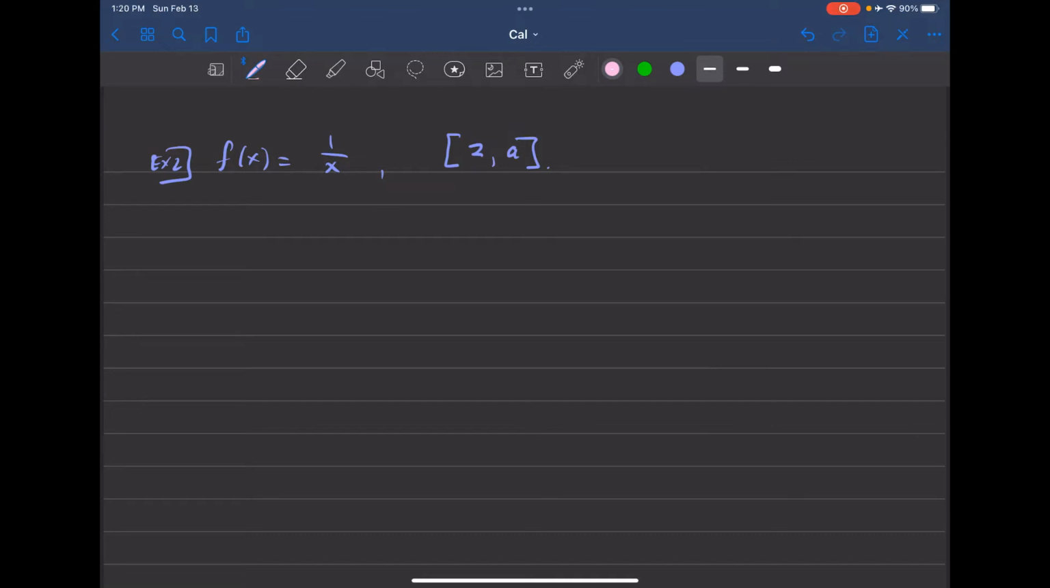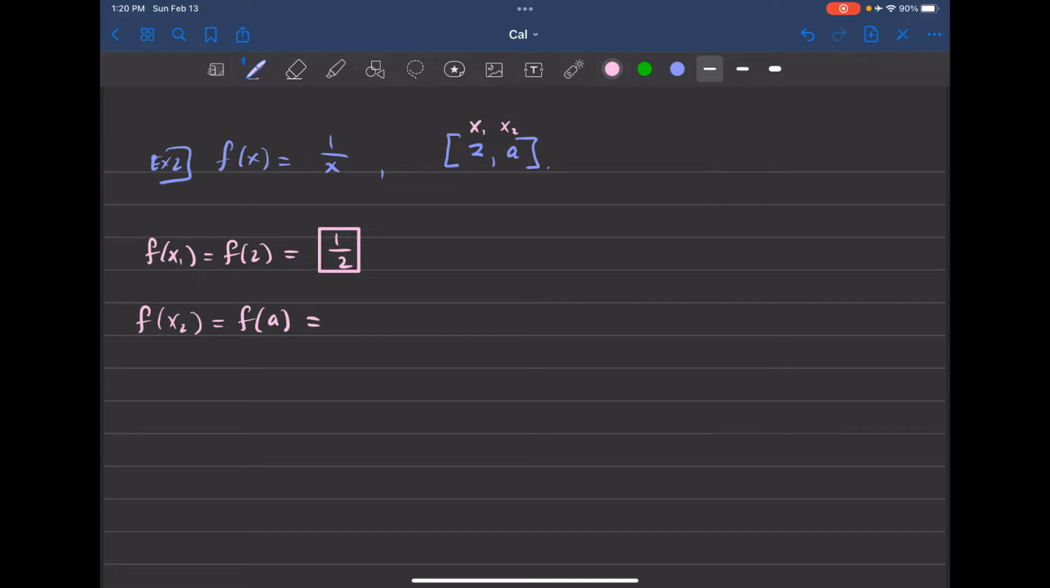Let's call this one x1, this one x2. We want to find f of x1. That's going to be f of 2. Plug in 2 into the function, we get 1 over 2. So that is our f of x1. Now for f of x2, we're finding f of some a.